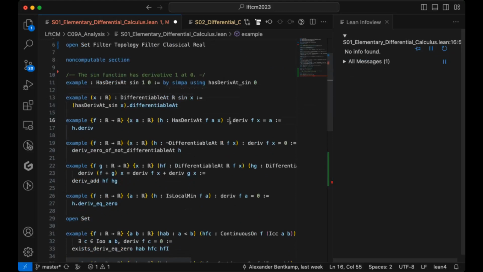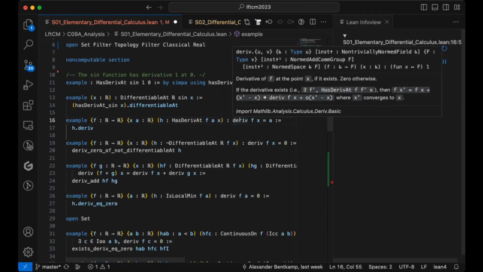And then we get to something a little bit more interesting, which is the example on line 16. This is saying deriv f x equals a. This is more like item 3 here, where I'm allowed to just talk about deriv f, without having to also supply a derivative and saying the derivative of this function is this value. I'm just allowed to talk about deriv f. So what's deriv? Again, it tells us: deriv f at the point x, if it exists, otherwise 0.